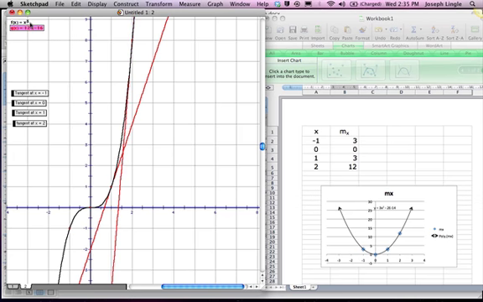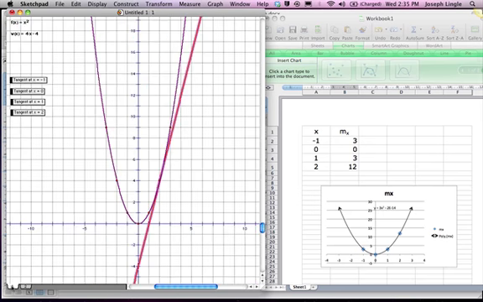Notice that this cubic function, its derivative function, is one degree less, a quadratic. On the previous example, a second degree function, its derivative function was linear, one degree less. So the derivative of a function is itself a function.